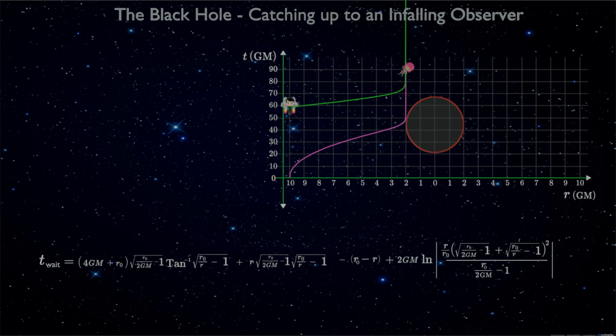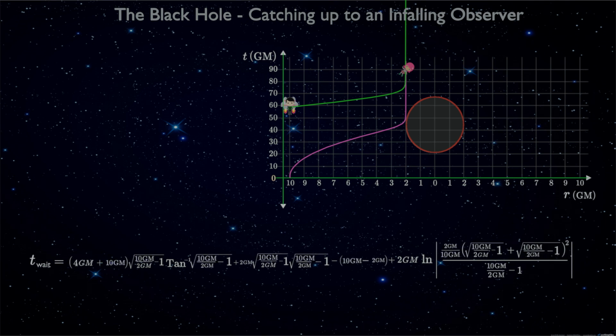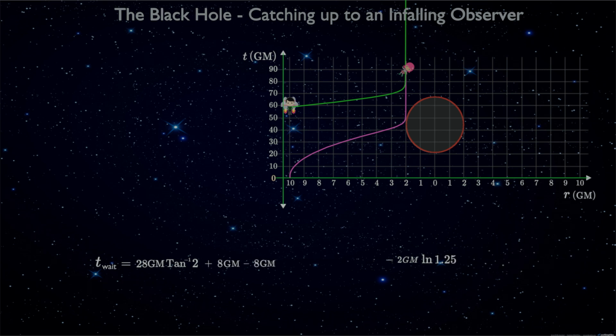How long until it is impossible to catch Stella before she crosses the r equals 2 gm barrier? We simply substitute in r equals 2 gm and the original position of r naught equals 10 gm into our waiting time equation. And now let's simplify a little bit. This results in a grand total of about 30.55 gm.